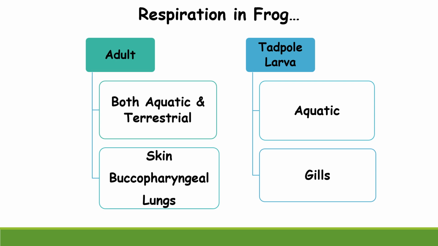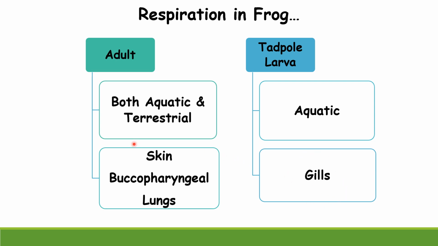Respiration in frog can be divided into two different categories, as I have shown in this chart. Because of their habitat conditions, we know that the tadpole larva is completely aquatic. On the other hand, the adults lead a life both aquatic and terrestrial. These habitat conditions influence the type of respiratory organs they have. The tadpole larva, because of its aquatic nature, respires with the help of gills.